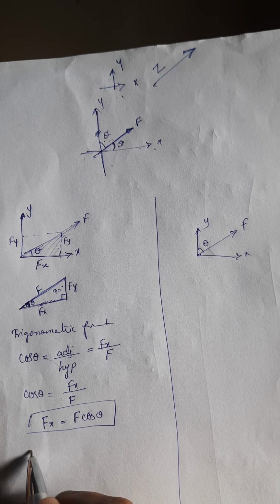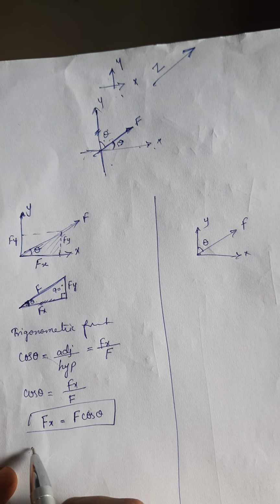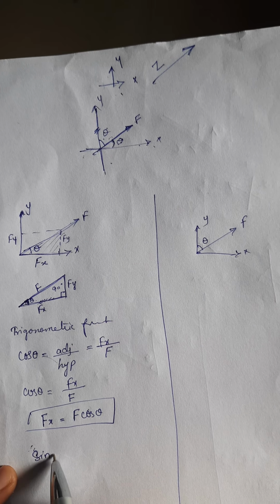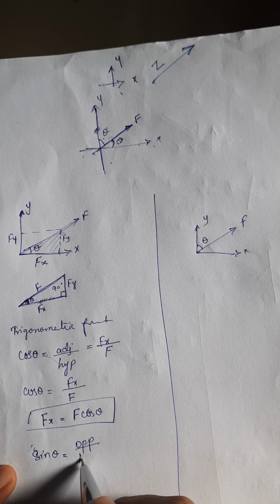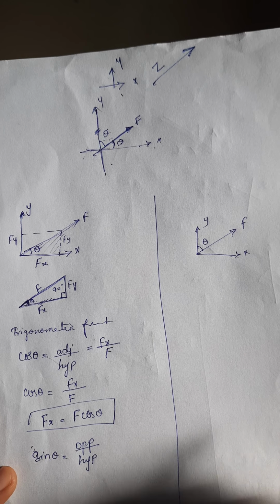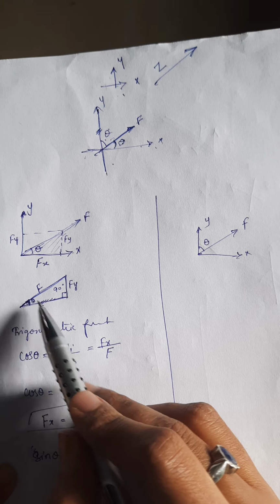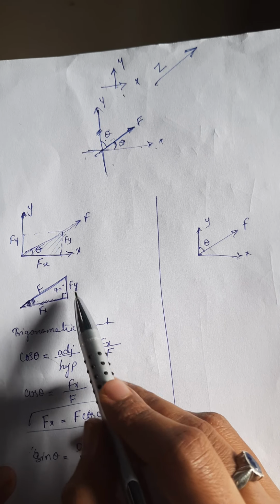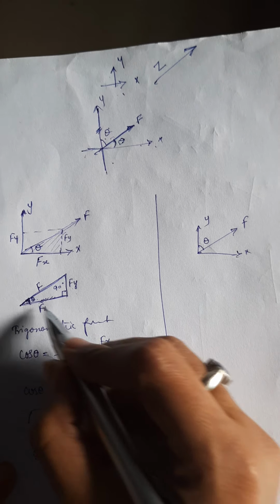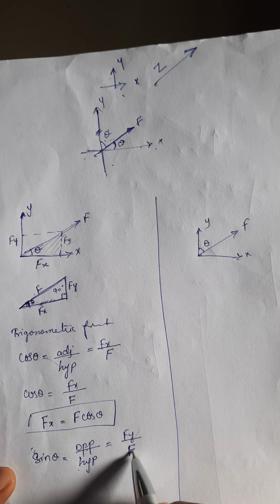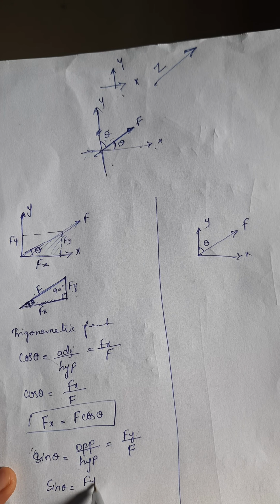Now let us see how to calculate the value of F of y. So we have sine theta. Sine theta is the opposite side divided by the hypotenuse. Opposite side of what? Opposite side of the angle theta. The opposite side of the angle theta is this side, F of y. We will write here F of y. Hypotenuse is again the force F. So sine theta equals F of y by F.